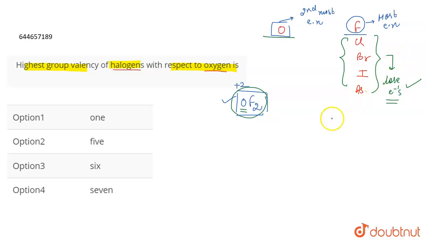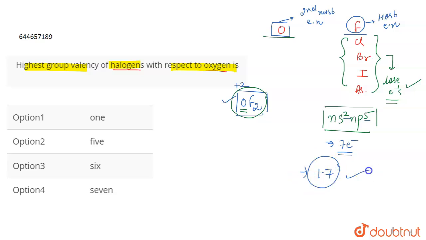And if we talk about the general configuration of halogens, it is ns2np5. Right? ns2np5 is the general outer configuration of halogens, which means that if you consider the total electrons, it is 2 plus 5, so a total of 7 electrons can be donated. These 7 electrons can be donated or lost by the halogen atoms in forming compounds with oxygen. Right? So with respect to oxygen, it can have a highest group valency of +7 because it can lose these 7 electrons in its valence shell.